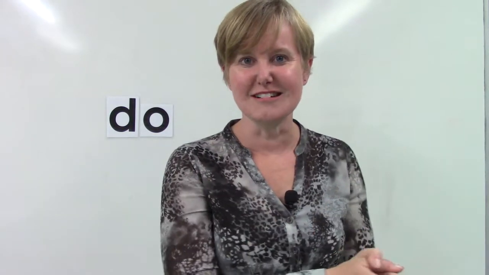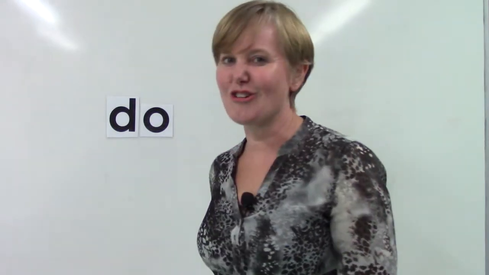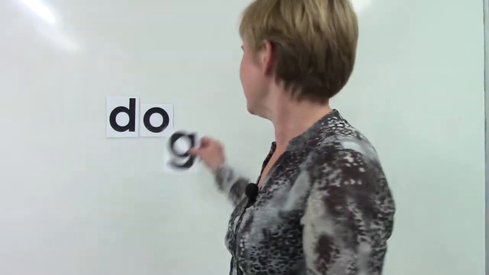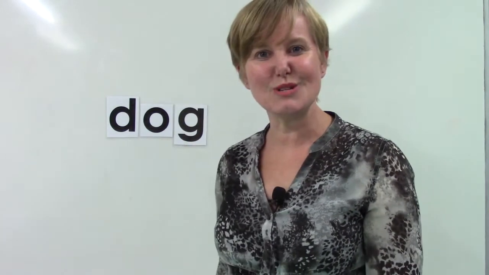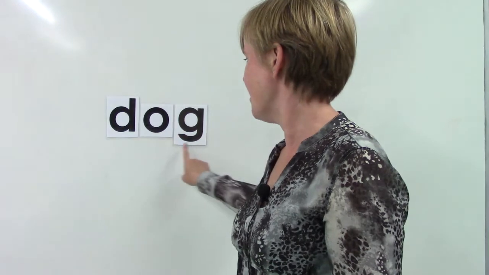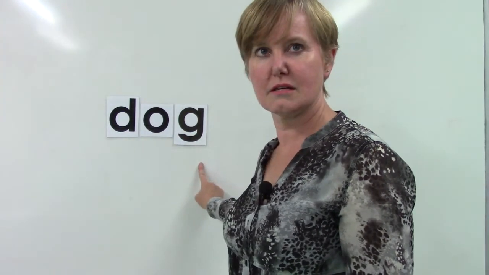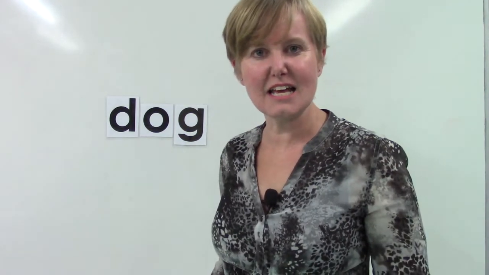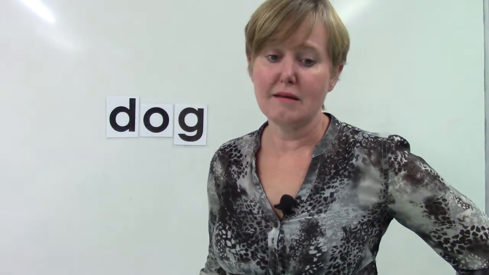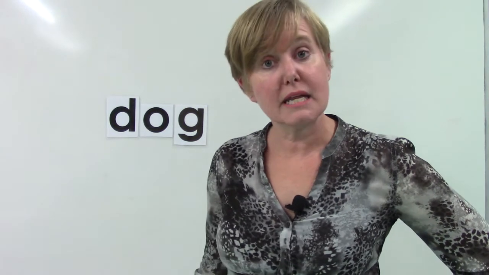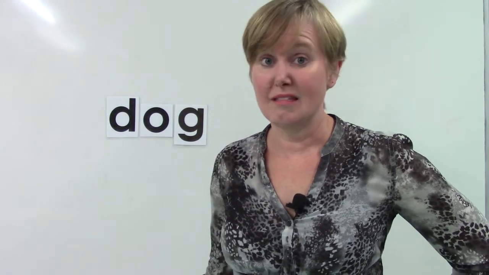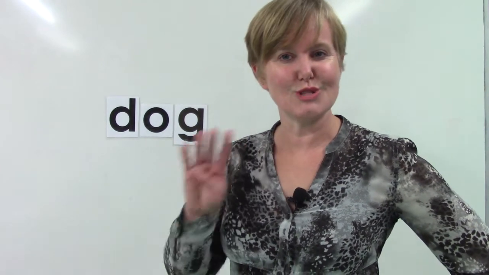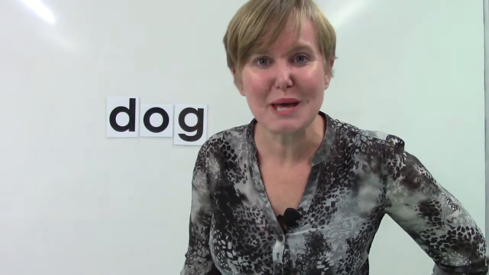D, O, G. What letter says the sound G? Is it a G? It is. Let's do these 3 sounds. D, O, G. Dog. Did we just spell dog? We did. Maybe you already knew that one, and good for you. But even if you knew how to spell dog, there's a lot of words that you don't know how to spell. But if you use these 4 steps, you'll be able to spell them.